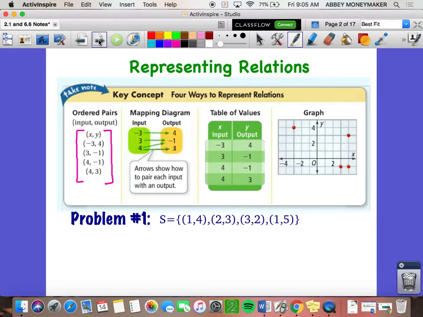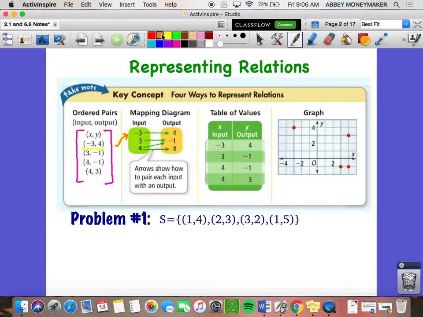The second way is with a mapping diagram. We like to use mapping a lot because it avoids us from having to repeat values. And the really big difference here with mapping and, let's say, a table is those arrows from the input to the output. So as you can see here, I have the point -3, 4. Well, what does that look like in the mapping diagram? The point -3, 4 is listed here with the arrow from -3 to 4. Same thing with 3, -1. You have your 3 as your input, and it's going to -1 as your output.